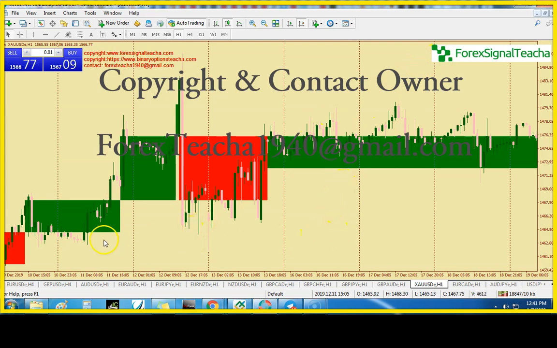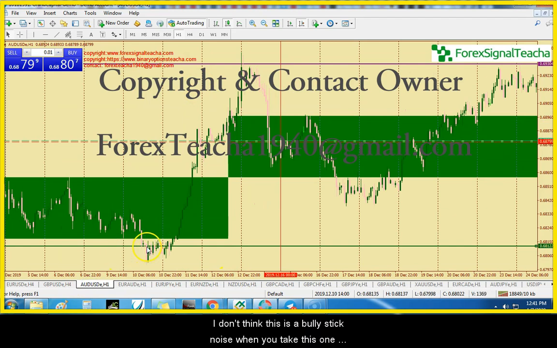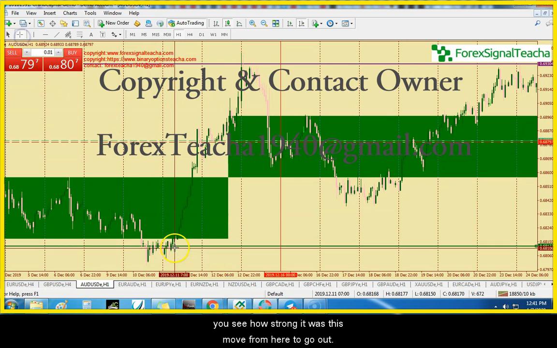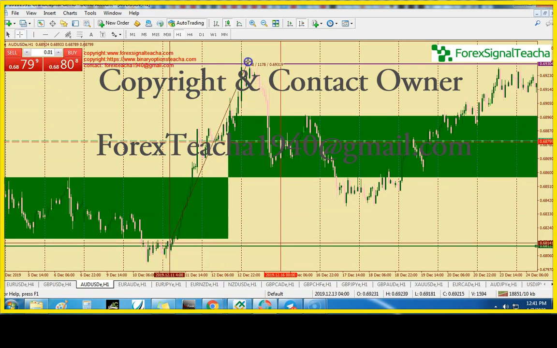So here, if you go back again, you can see around 10 December, this was still a bullish signal, right? I was going to take this one. You see how strong this move was from here going up here. It's because it's also backed up by the gold on the other side.